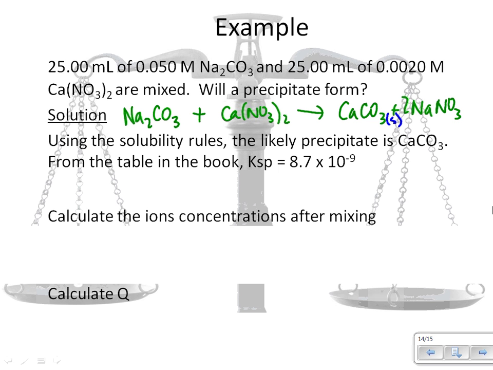From the table in the back of the book, which is actually pretty cool, in the back of your textbook, you've got a bunch of Ksp values for all of these solids that don't dissolve in water. We can actually look up the Ksp. So if I don't give it to you, you can look it up in the back of the textbook. And the Ksp is 8.7 times 10 to the negative 9. So that's your Ksp for calcium carbonate, which is your Ca2+ ions times your CO3 2- ions, and that equals 8.7 times 10 to the negative 9. So calculate the ion concentrations after mixing, and then calculate Q.